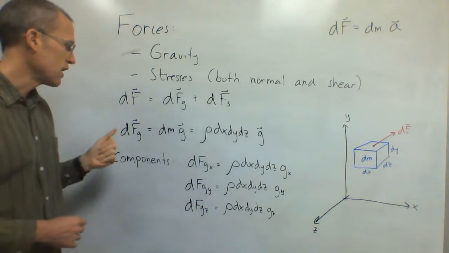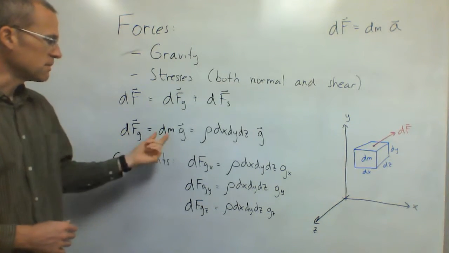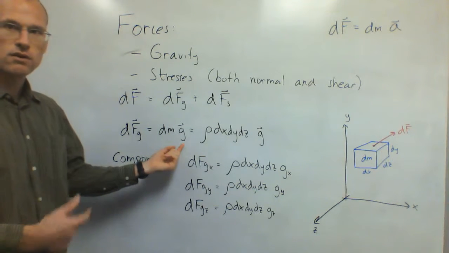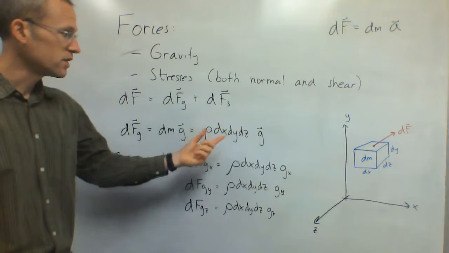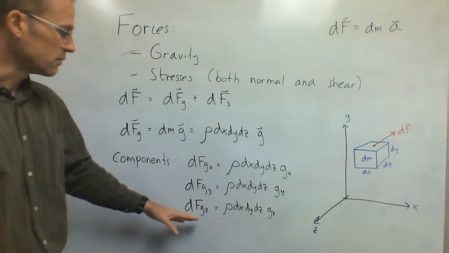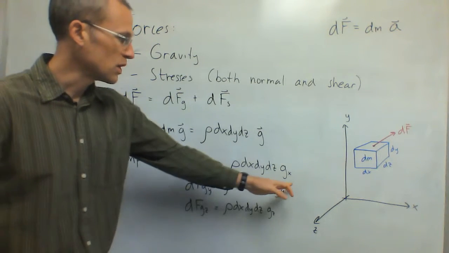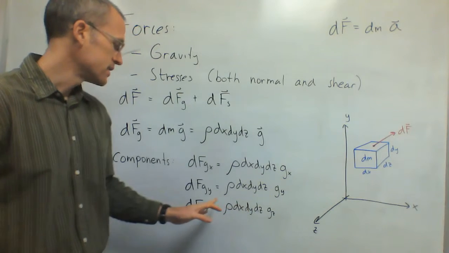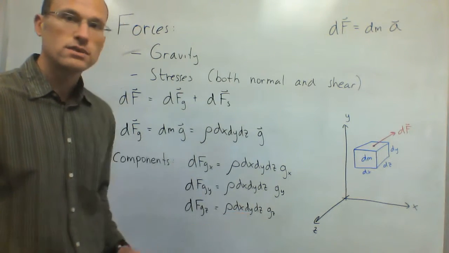In terms of gravity, those are the easy ones, so I'll do that one first. dF_g is just mass times gravity, again arbitrary direction, so call it a vector g. dm we know is rho dx, dy, dz. And then component-wise, you can break this down into x, y, and z components. dF_x is the mass, rho dx dy dz, times whatever component of gravity is in the x direction. Similarly for y, whatever component of gravity is in the y direction, and z, same deal.